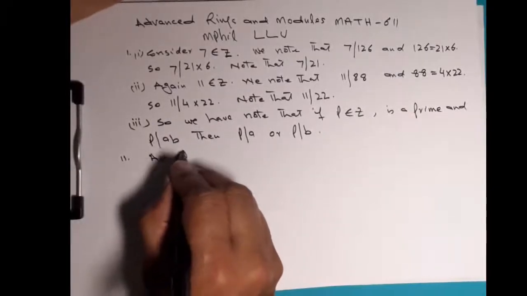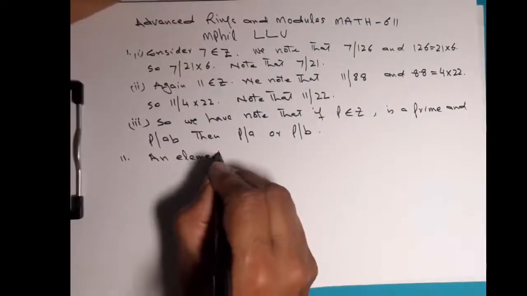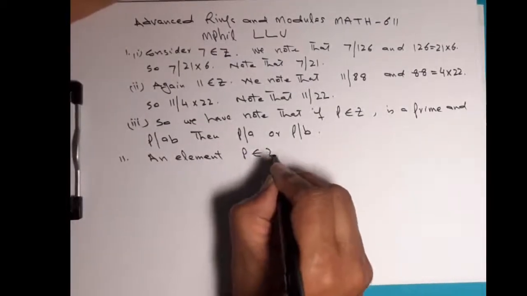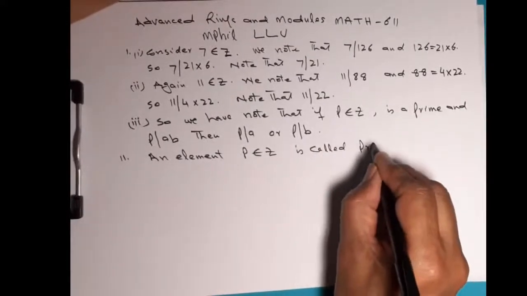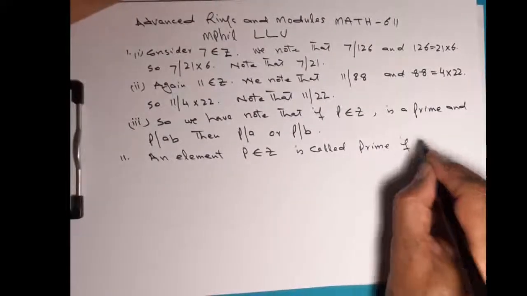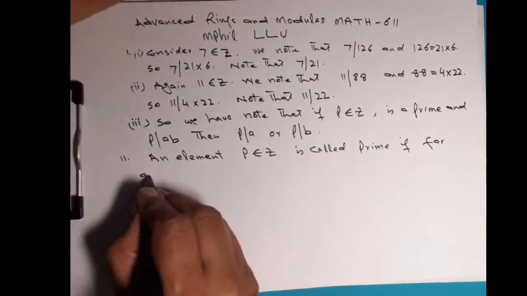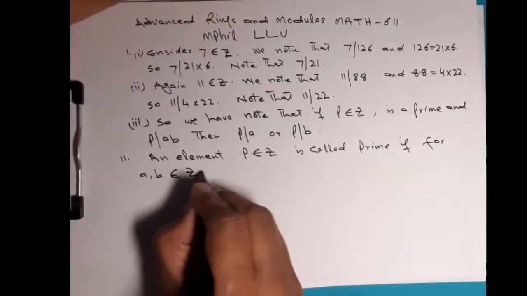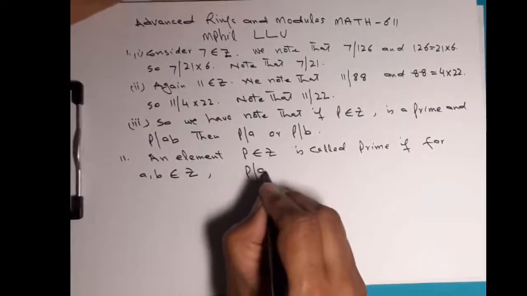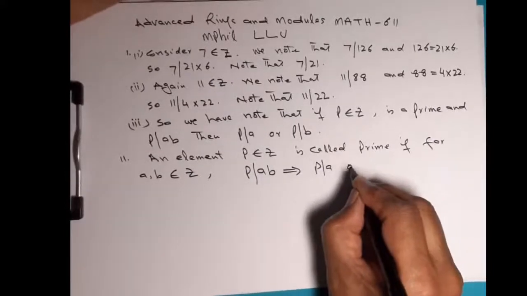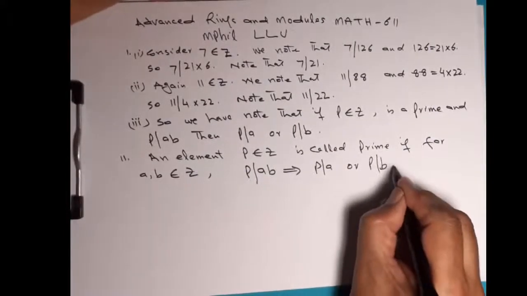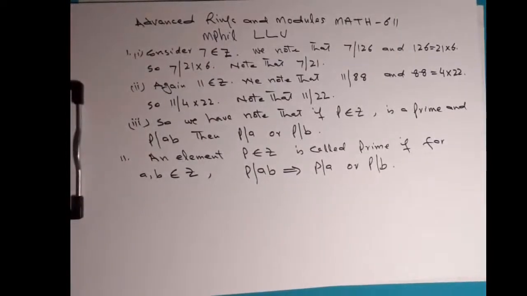An element P belonging to Z is called prime if for A, B belonging to Z, P divides the product of A and B implies that P divides A or P divides B. In fact, we can define prime in a general setting as well, but for the time being, we just note this particular property of a prime.